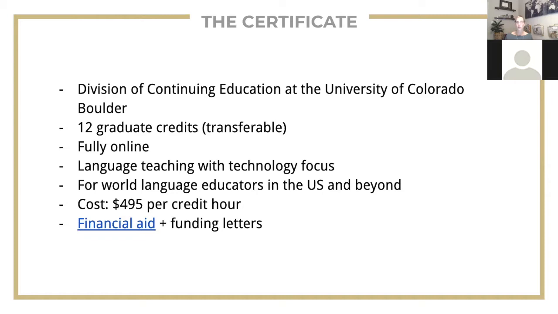The cost of the program is $495 per credit hour, and we have 1, 2, and 3 credit hour courses. And so the entire program, if you multiply $495 by 12, is a little bit under $6,000 total. There's a link here to the financial aid page, and there are also on our website some funding letters, templates that you can use to request funding from your department or your school, your district, your institution. It's a letter that you can download, edit, and modify to meet your context.